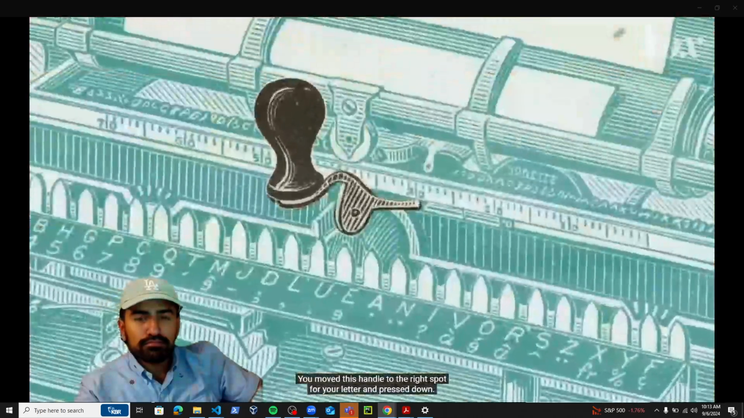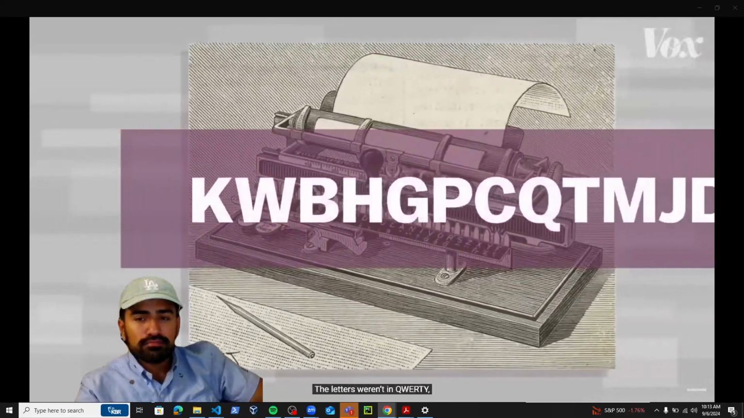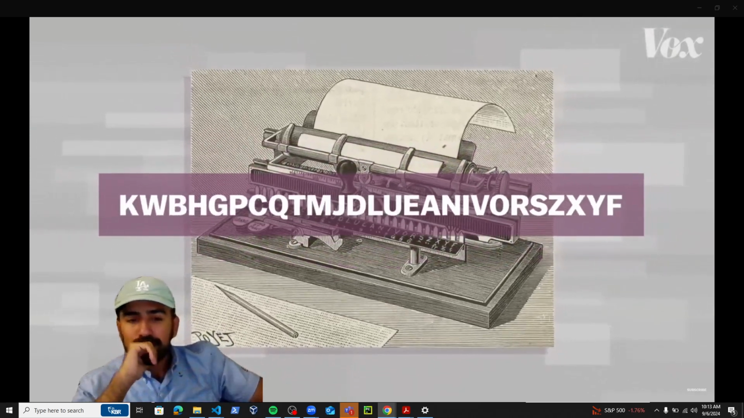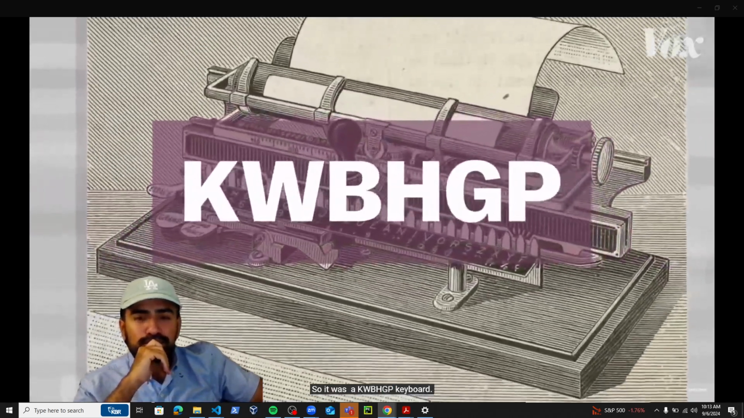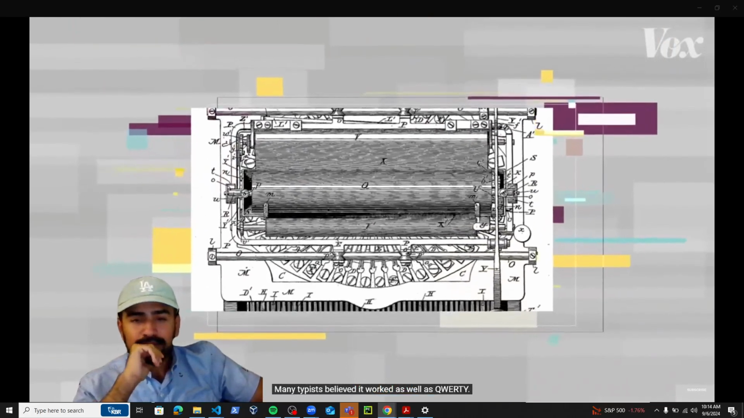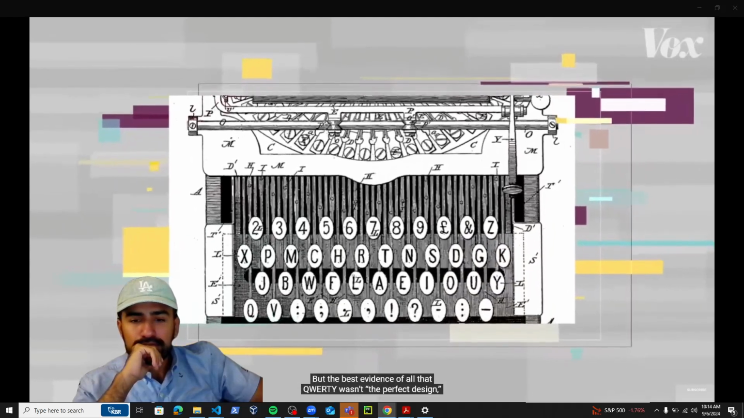You moved this handle to the right spot for your letter and pressed down. The letters weren't in QWERTY, they were in a big long strip that looked like this. So it was a Kupich keyboard. Many typists believed it worked as well as QWERTY, but the best evidence of all that QWERTY wasn't the perfect design might be this invention from 1889.